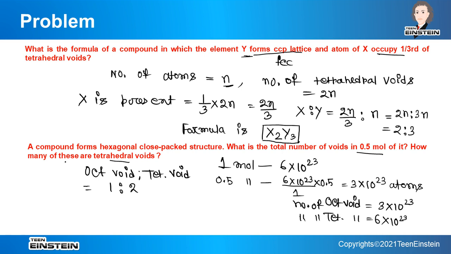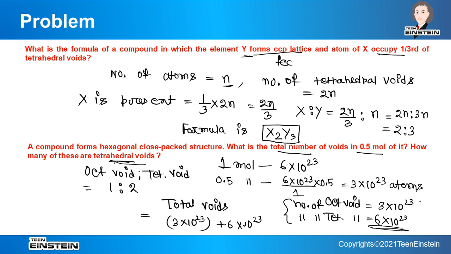One is how many of these tetrahedral voids, and what is the total number of voids. So total number of voids will be, we will add these two figures. So number of tetrahedral voids is 6 into 10 to the power 23. This is the second answer, okay, this one. And total voids will be 3 into 10 to the power 23 plus 6 into 10 to the power 23. So it will be 9 into 10 to the power 23.